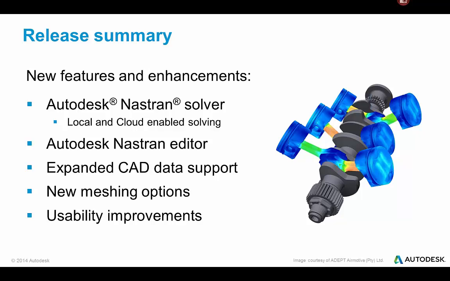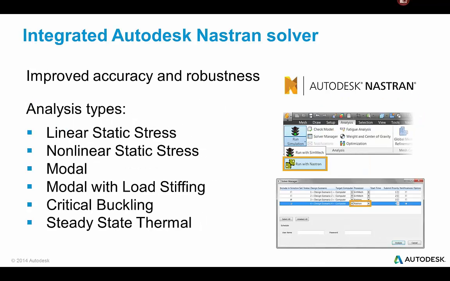We've added some new CAD data support to be able to open different types of CAD files directly. The meshing improvements that we have added in the June release are also included, with the addition of per part meshing that I will highlight in a minute, and then some additional usability improvements. And there's a sub-bullet point that I didn't talk about, which is about the local and cloud-enabled solving, which I will highlight in the next couple slides.